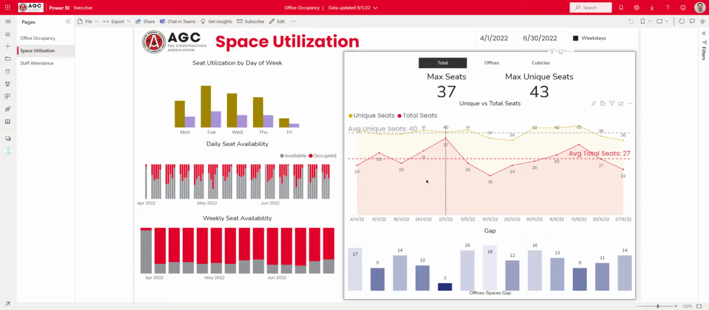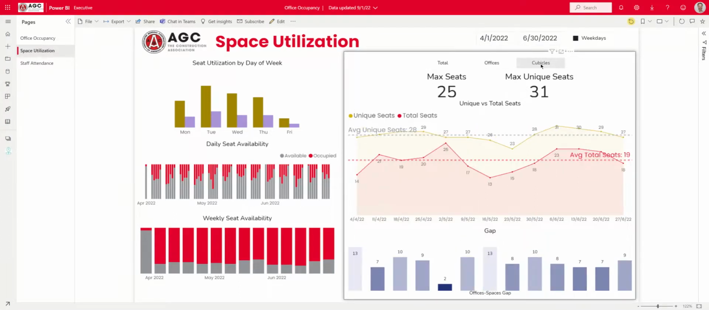So this shows us basically this gap between the total number of seats needed and the unique seats that were used. And of course, that could be applied to offices and cubicles.